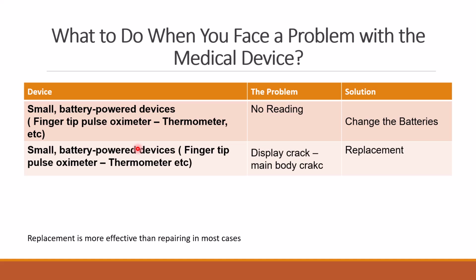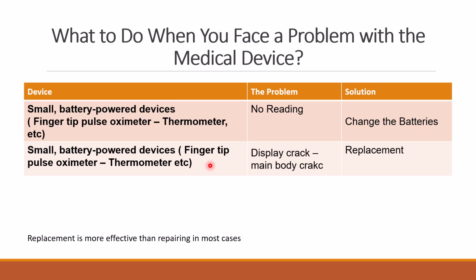So when you face a problem related to the power, to the batteries, to the reading, we will replace the battery. For example, if we have no reading, we are going to change the battery. But if you have, for example, a display crack or main body cracks and the device is not working, or missing parts, the most important thing, in my opinion, is that instead of fixing them, replacement will be more effective than repairing in most cases. You are going to throw this device away and bring a new device in.